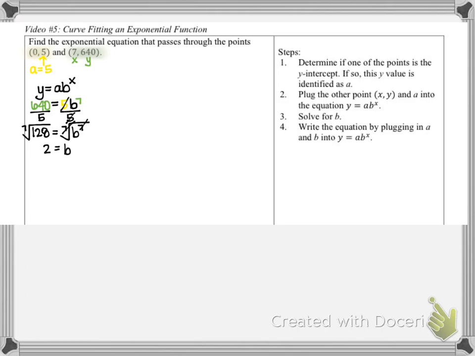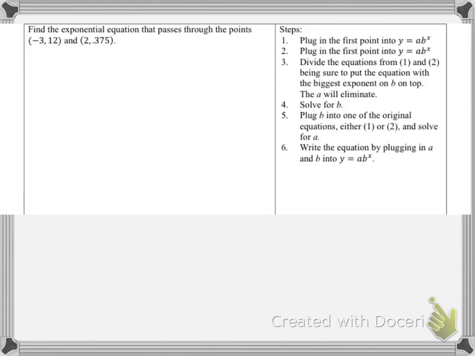It's kind of nice. So now I can go ahead and write the equation because I know what a is, which was already given to me at the very beginning. So y is equal to, my a was 5, my b, which I calculated, is 2 to the x. You can write it that way, or you can write it using the dot. It's up to you. Okay, let's move on to the next question.